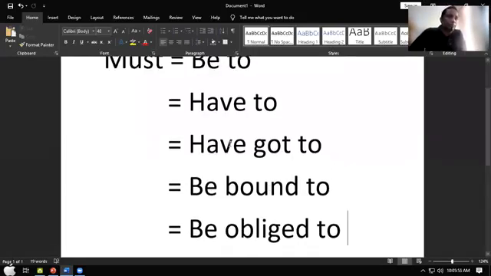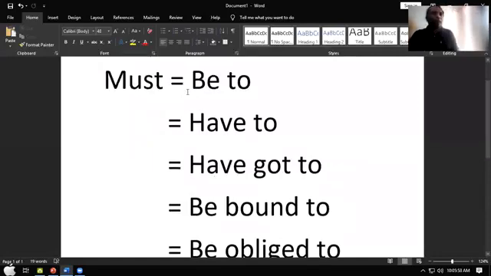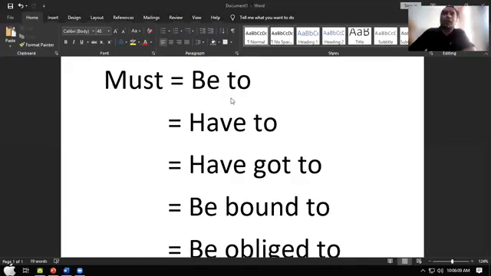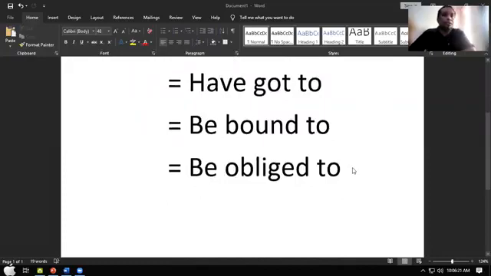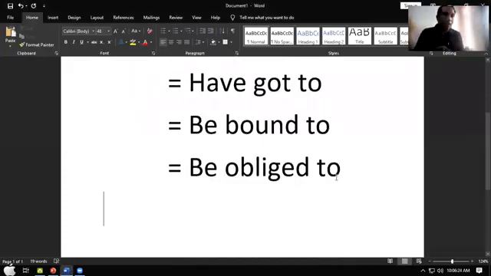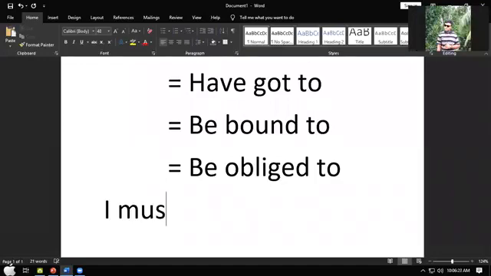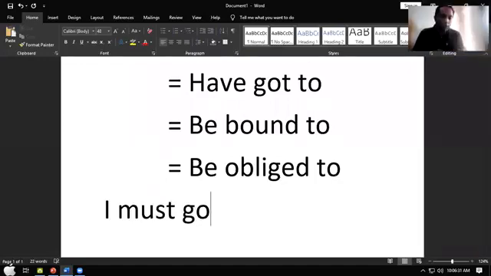If we find these similar phrases in place of must in a sentence, we have to follow the same rule. That means we have to use cannot but or cannot help in place of these phrases. Like this, I must go. This sentence can be written like this.